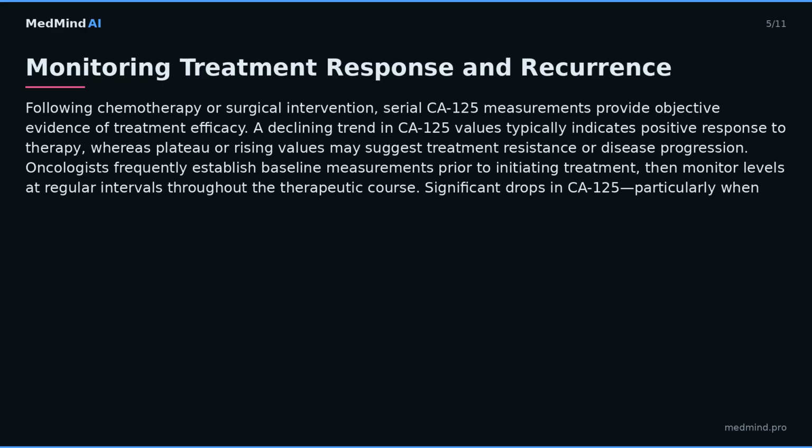rising CA-125 levels may herald cancer recurrence months or even years before symptoms become apparent or imaging detects structural changes. This early warning capability allows clinicians to intervene promptly with salvage therapies or adjust treatment strategies before extensive metastatic disease develops.